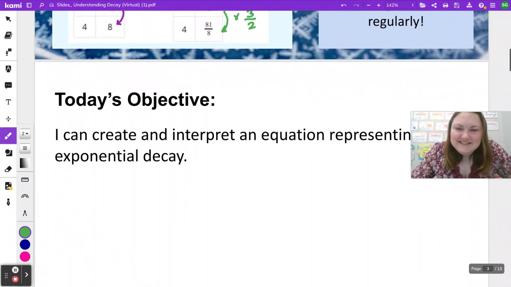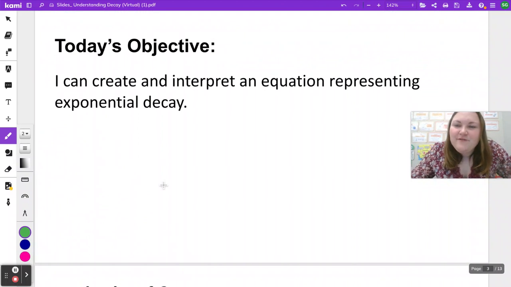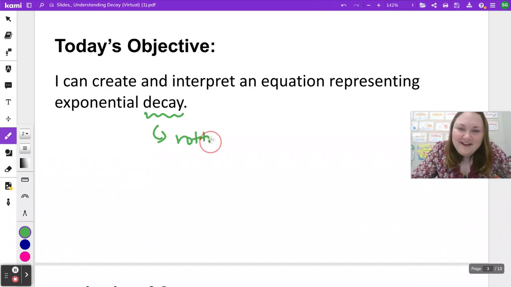Jumping into today's lesson, the goal for this one is to create and interpret equations representing exponential decay. Now, we have not seen this word decay yet. In class, I usually ask, what do you think of with decay? Some of the words, like decay is like something that's rotting, right? Or it might be something that's breaking down.